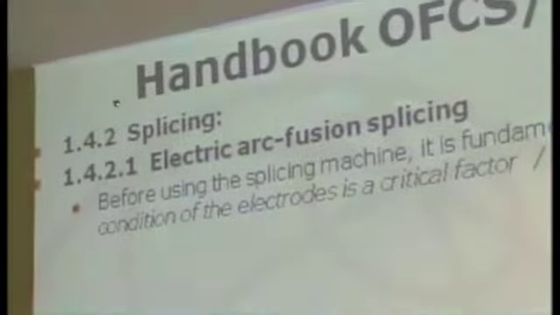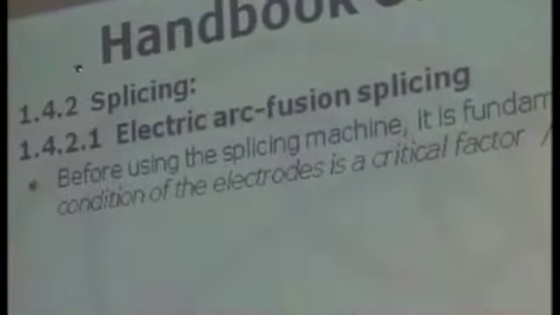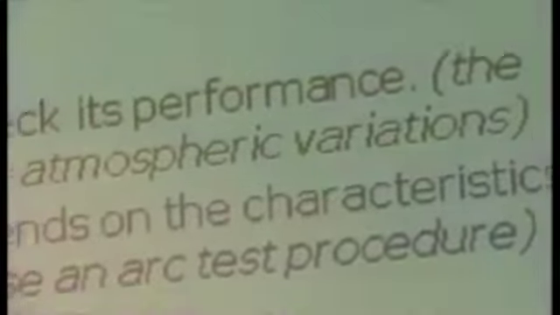Considering the electric arc fusion splicing, it's fundamental to check the performance of the machine. The condition of the electrodes is a critical factor, and they are sensitive to atmospheric variation. Every supplier of this kind of machine has some recommendations that must be strictly followed by the operators.